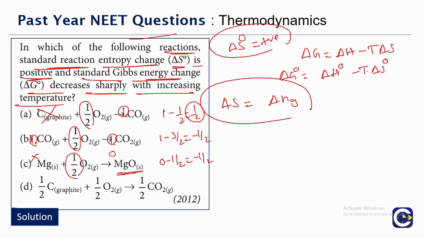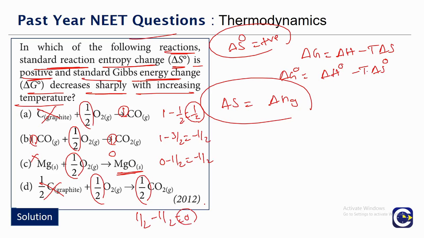Look at option D. On the product side there is half a mole of CO2, which is gas. On the reactant side, graphite we will not include, so only this oxygen. So what is it giving us? Half minus half, which is 0.